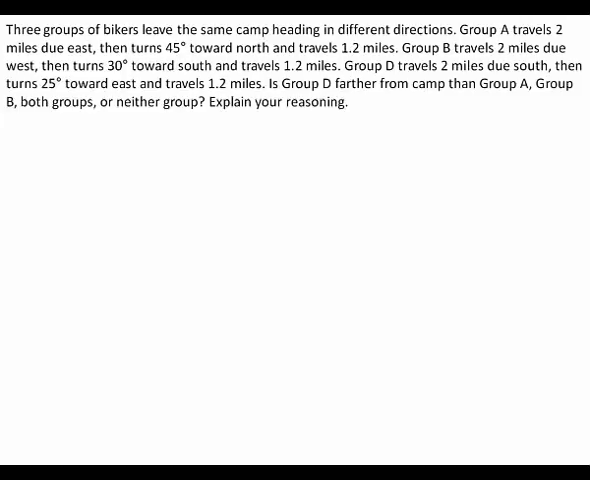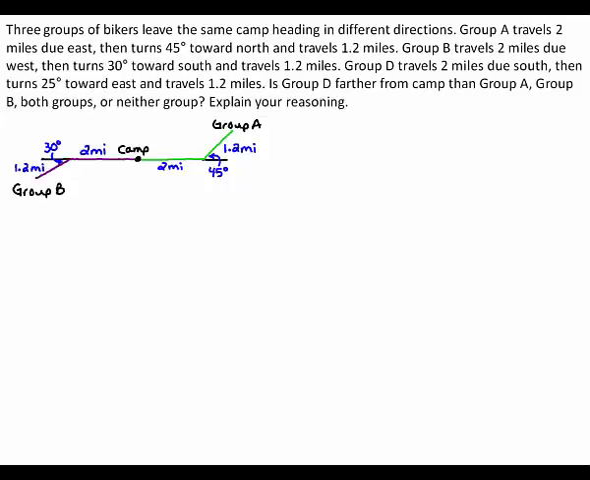You are told that Group A travels 2 miles due east, then turns 45 degrees toward north and travels 1 2/10 miles. Group B travels 2 miles due west, then turns 30 degrees toward south and travels 1 2/10 miles. Finally, Group D travels 2 miles due south, then turns 25 degrees toward east and travels 1 2/10 miles.